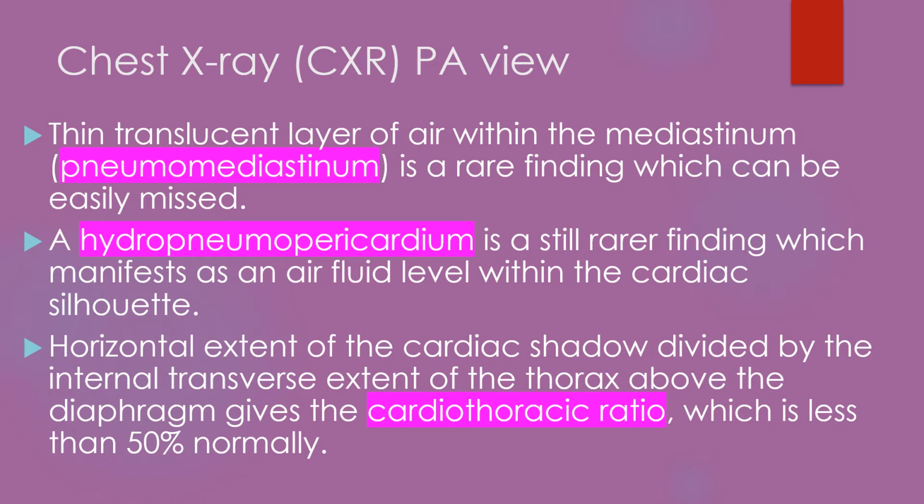Thin translucent layer of air within mediastinum known as pneumomediastinum is a rare finding which can be easily missed. A hydropneumopericardium is a still rarer finding which manifests as an air fluid level within the cardiac silhouette. Horizontal extent of cardiac shadow divided by the internal transverse extent of the thorax above the diaphragm gives the cardiothoracic ratio, which is less than 50% normally.